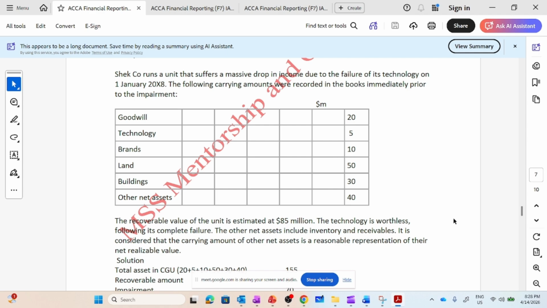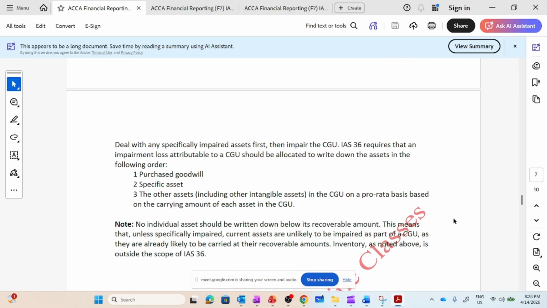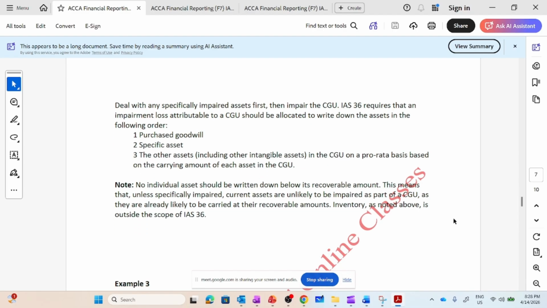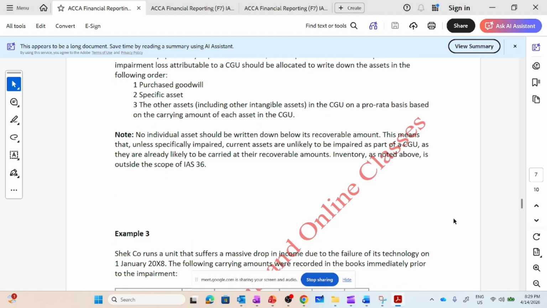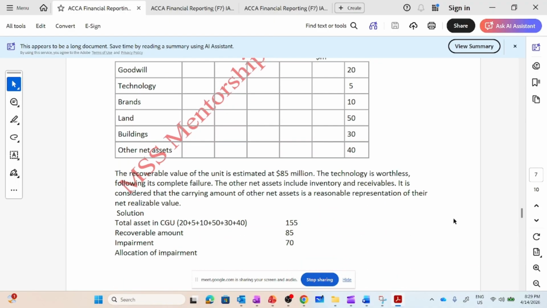So among the specific categories of assets that we are going to consider from this analysis is technology. So we are going to impair technology 100%, because the question clearly stated that the technology is worthless following its complete failure. So we are going to allocate 100% of the impairment to the technology. So 20 will be allocated to the goodwill, 5 will be allocated to the technology. So the remaining, 70 minus 25, the remaining 45, we need to read further to know how we are going to allocate it.